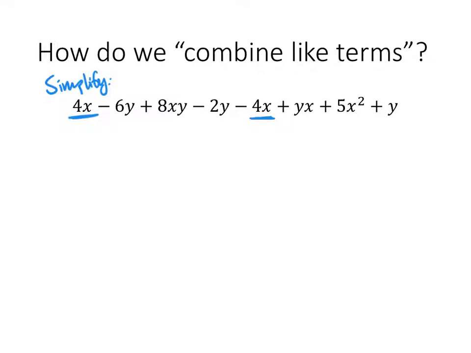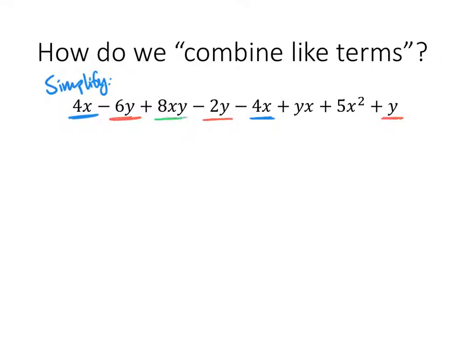And then I've got yx, that doesn't fit, that has a y in it. 5x squared, that just has x, but it has x twice, so that's not a like term either. And then finally we have y, which again doesn't fit. So what would be a like term to my next term, 6y? So there I'm looking for terms that just have a y and nothing else. So that's a like term, 2y, and then this y at the end is also a like term.